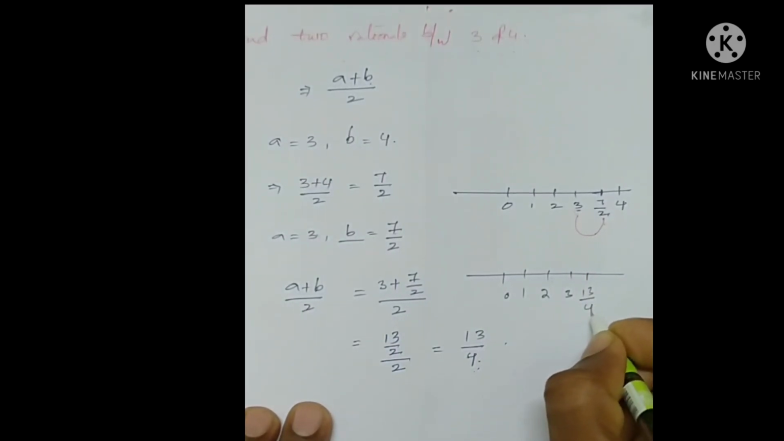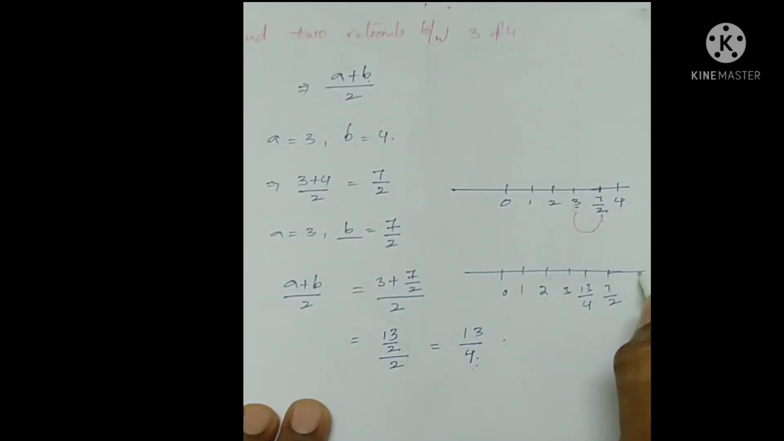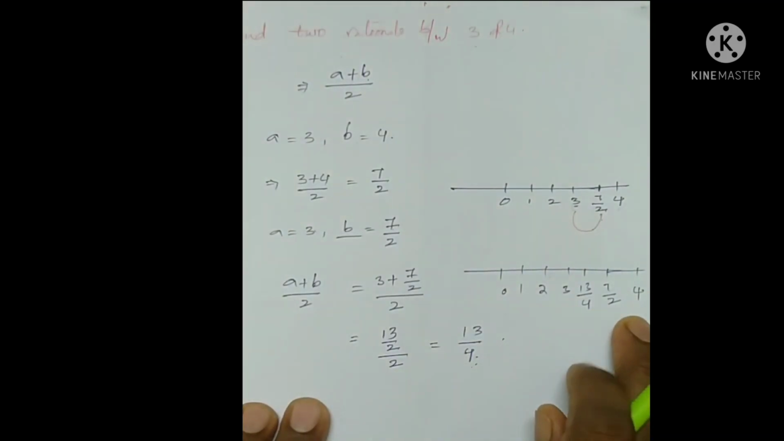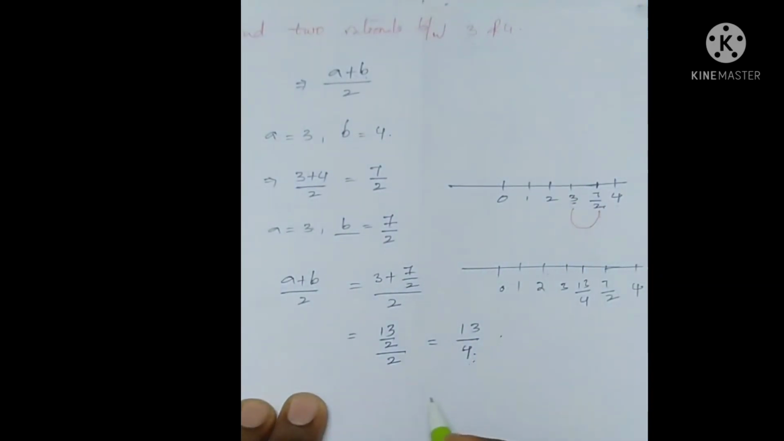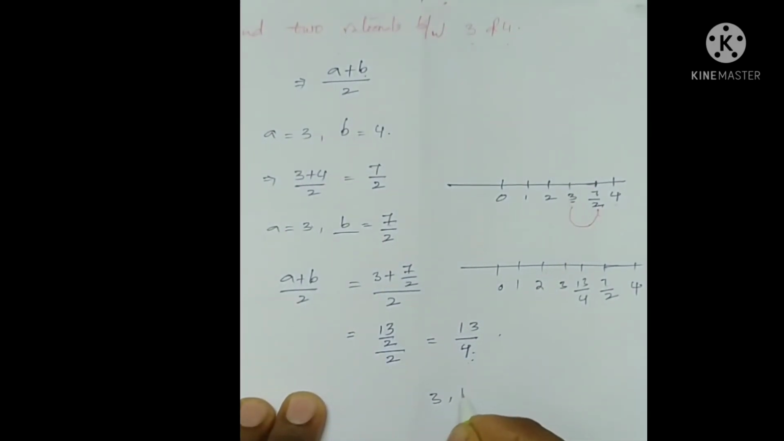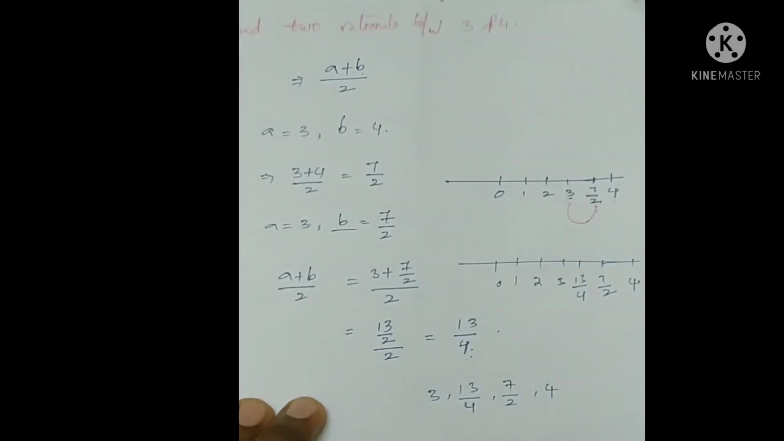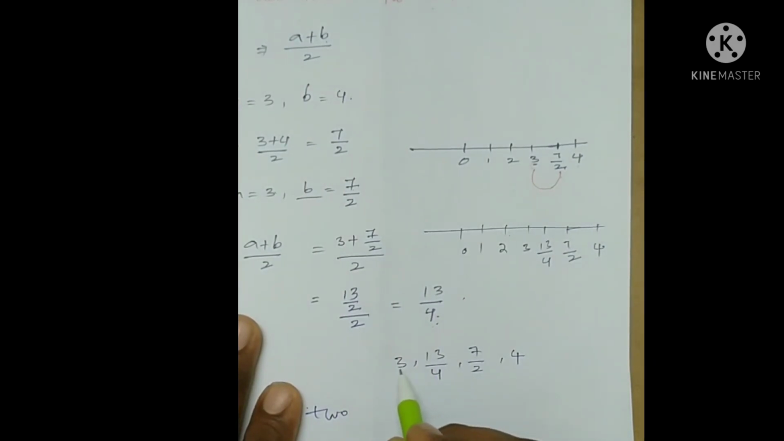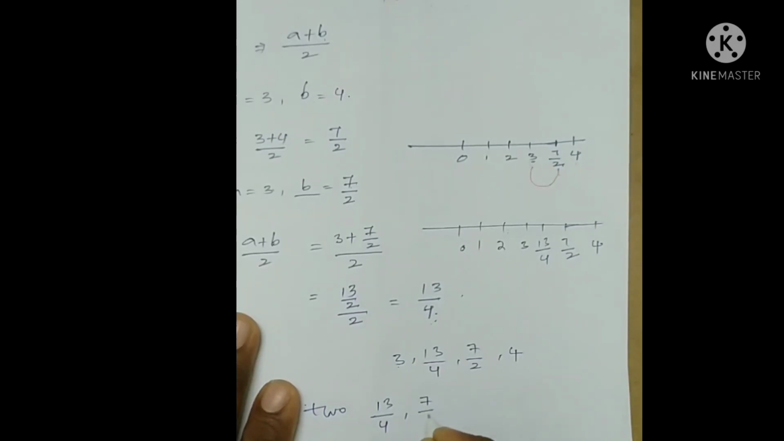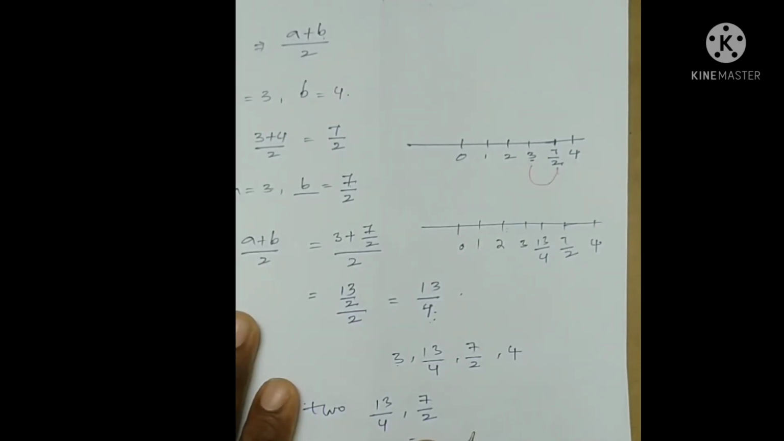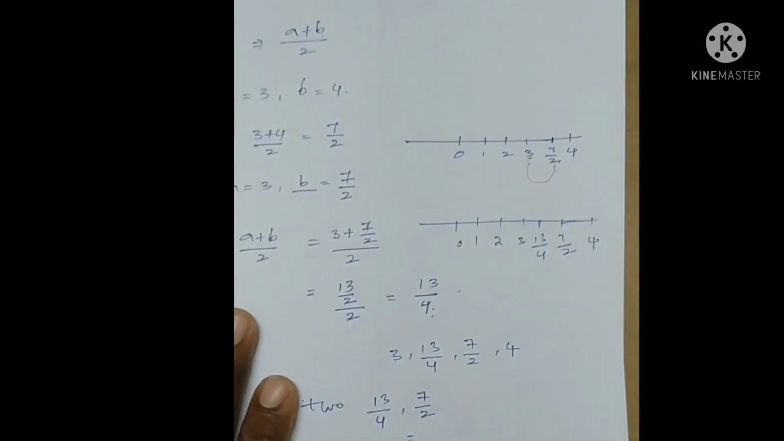So 13 by 4, and here 7 by 2, and here finally 4. So these are the two rational numbers in between 3 and 4. Finally, the rational numbers are 3, 13 by 4, 7 by 2, 4. The two rational numbers in between 3 and 4 are 13 by 4 and 7 by 2. This is the way we can solve this type of problem.